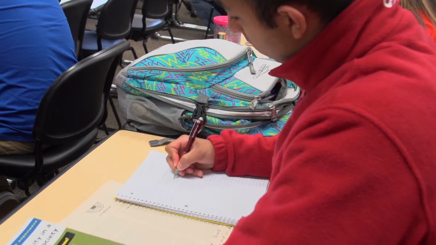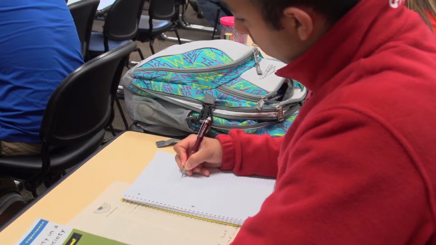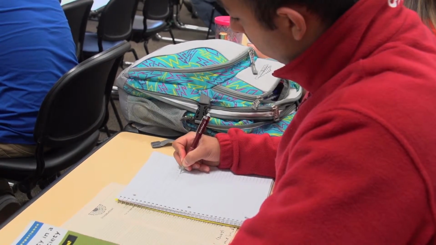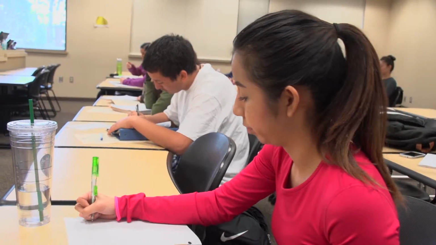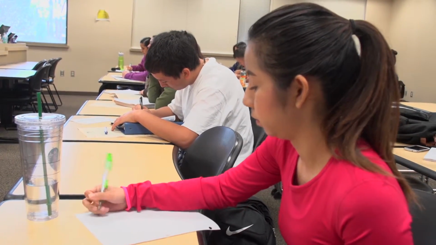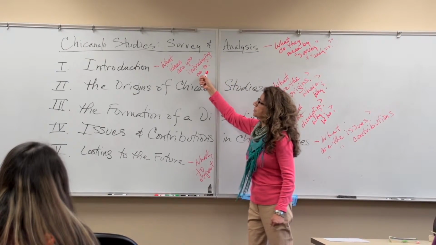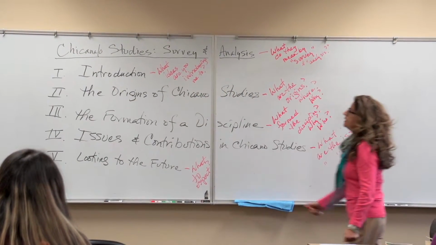To help them come up with good questions, I might say, imagine you're talking to the author of Chicano Studies, Survey and Analysis. What does that mean? Why do you think the author links it to the topic of survey and analysis, since these are two different ideas? I'm trying to get them to think about the reading before they read it. This engages them.